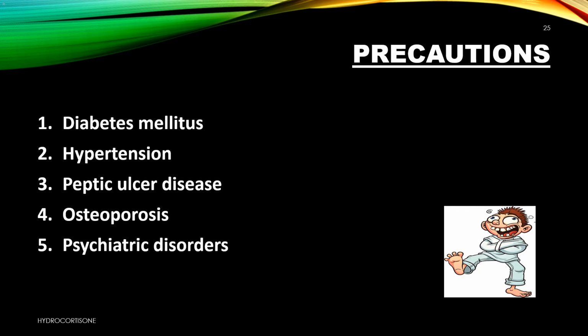with caution. 4. Osteoporosis. Long-term use of hydrocortisone can contribute to bone loss, and patients with osteoporosis should be monitored and potentially treated with bone protective agents. 5. Psychiatric disorders. Hydrocortisone can exacerbate psychiatric conditions, such as depression or psychosis, and patients with a history of psychiatric disorders should be closely monitored for changes in mood or behavior.